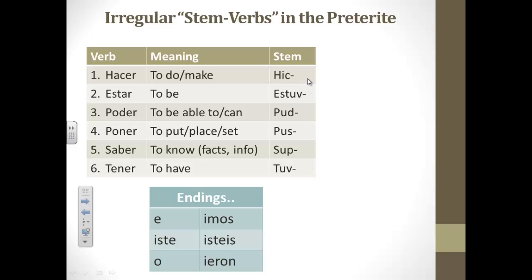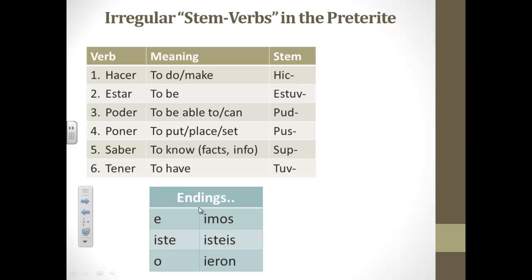Okay, these are going to be relatively easy to remember once you can get down what is the irregular stem. The reason they're so easy to remember is that they all share this one set of endings. You'll notice that these endings don't carry any accents and that they're kind of a combination of your AR, ER, IR endings. Okay, these endings are e, iste, o, imos, isteis, ieron.